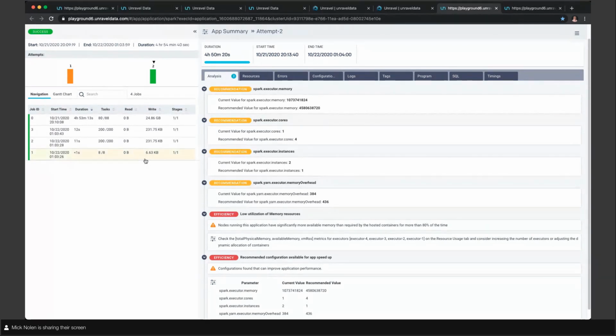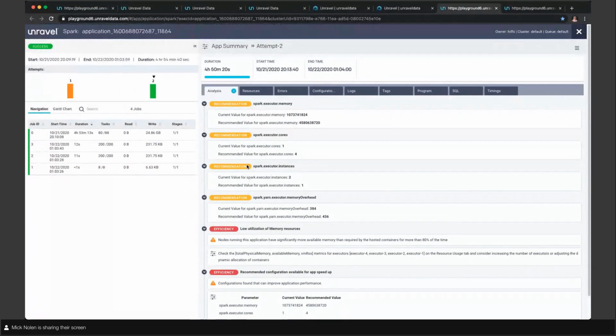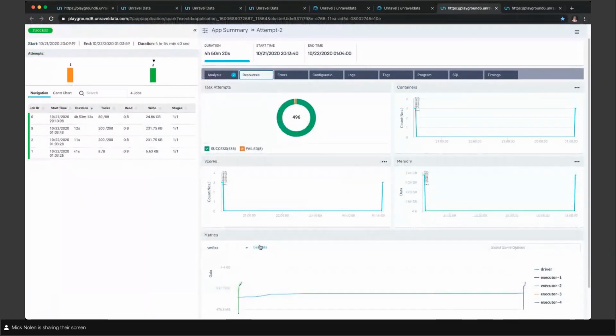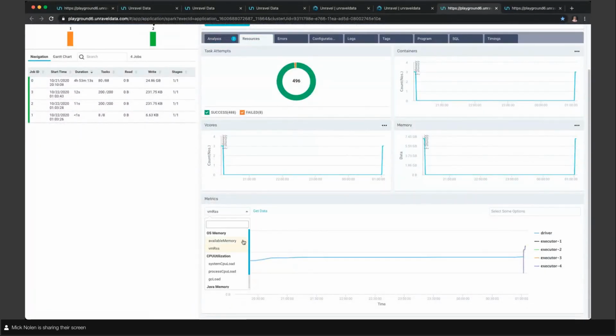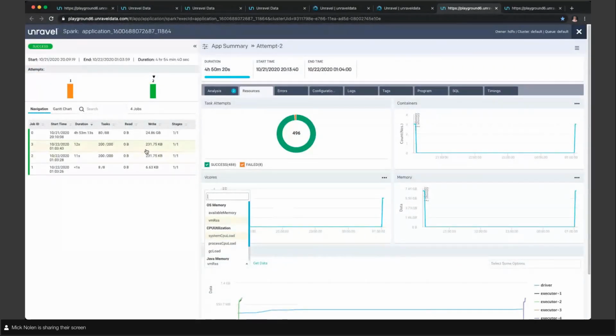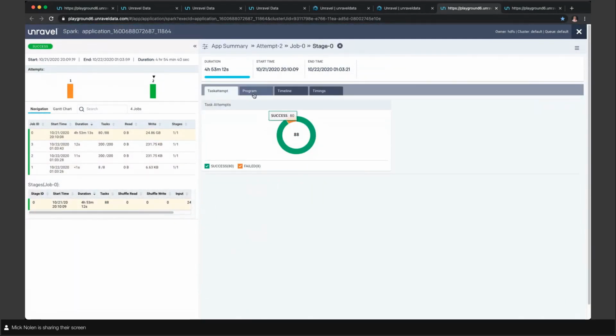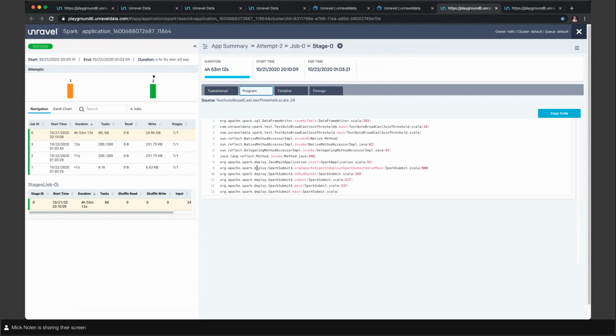So within the application level, we provide that kind of analysis of what's going on with the individual applications. We show the actual resources that got used over time. So whether I want to drill into CPU or memory utilization, and I can also see the bottlenecks. So where is my application spending its time? What particular stage is consuming those resources? And is there something that I can do to address that?